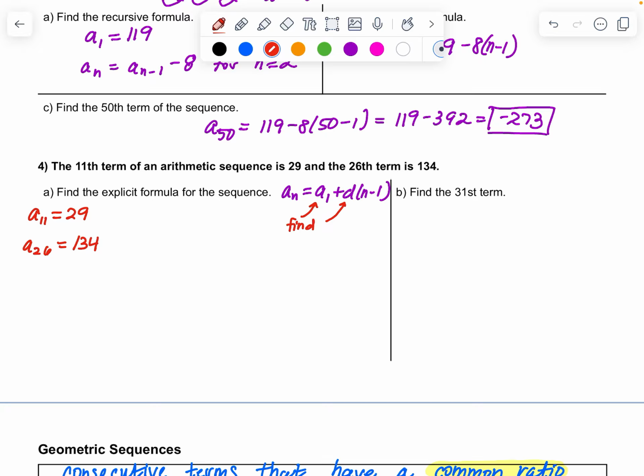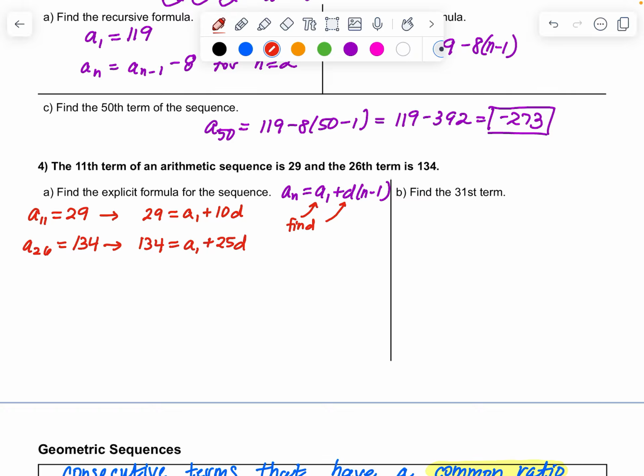So I'm going to write two little equations that have to do with the two terms that they gave me. I'm just going to fill in what I know. I know that 29 is the value of the 11th term, and I get that by doing the first term plus 10 more common differences. And then 134 is the 26th term. I get that by doing the first term plus 25 more common differences. So I'm creating a system of equations here.